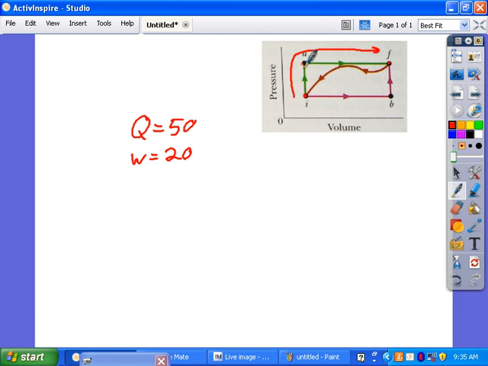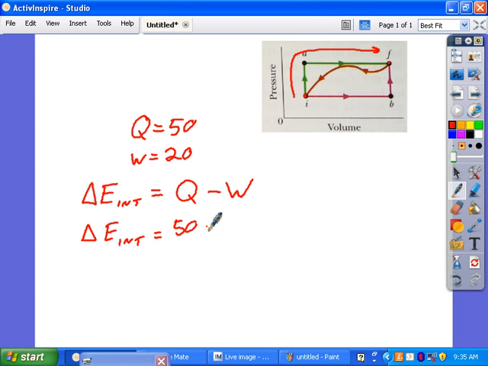Okay, now, first thing, I know that I'm following path IAF, and I know that through the first law, the change in internal energy of a gas equals the heat added to the gas minus the work done by the gas. So, my change in internal energy in this state is 50 minus 20. So my change in internal energy equals 50 minus 20, which is 30 calories. Okay, now that is not something that's necessary for the first step of the problem, but it is necessary to move on from here.